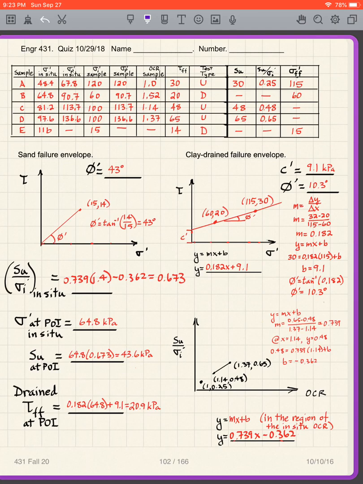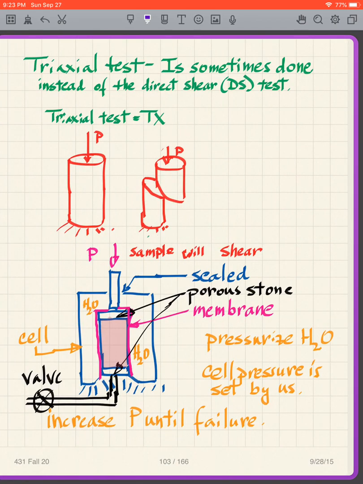Okay, so then the last thing we need to calculate is, what is my drained tau FF at the point of interest? Well, in that case, now I'm going to use my drained envelope here, and I'm going to use, again, my in situ, because it's at 6 meters that I wanted it, the 64.8, so I'm going to use that for my sigma prime, and that means that I simply take that x value is going to be 64.8, because x is sigma prime. I put it in, I get 20.9 kilopascals. That is how we do this kind of problem. And I will stop.